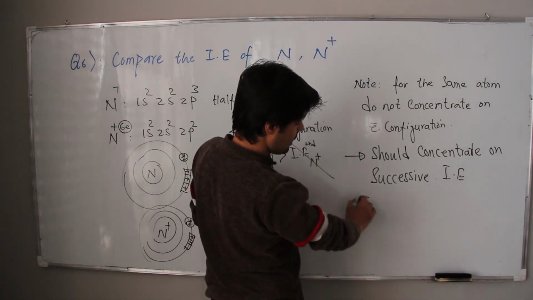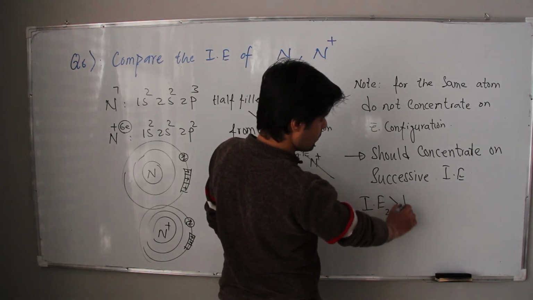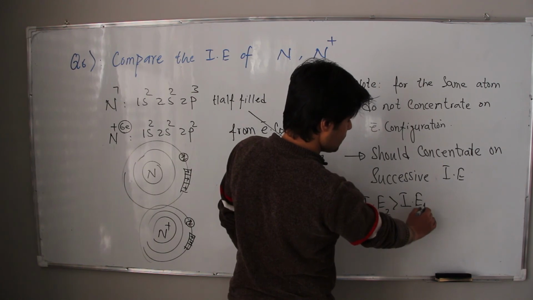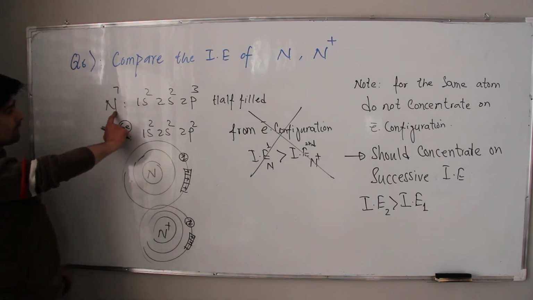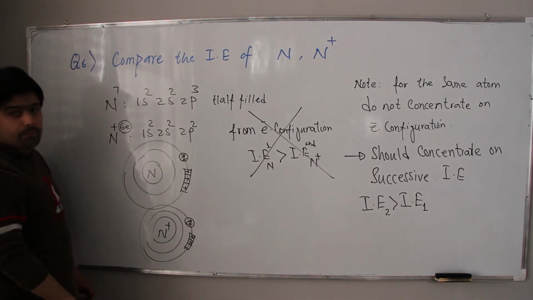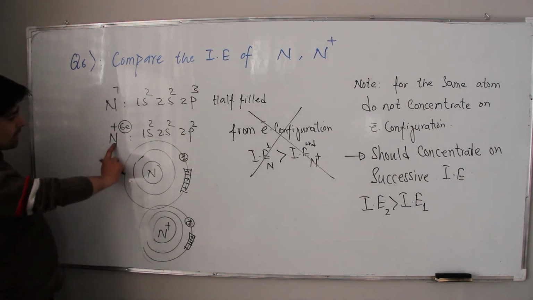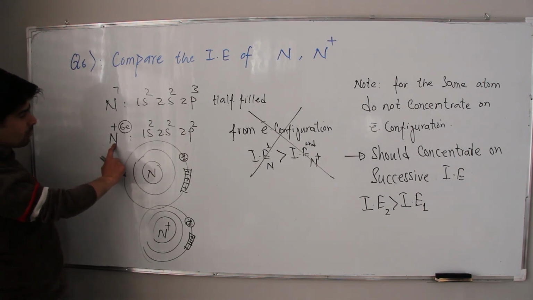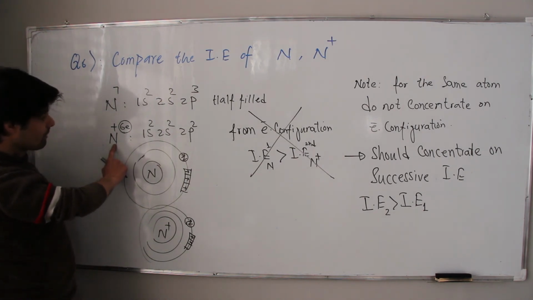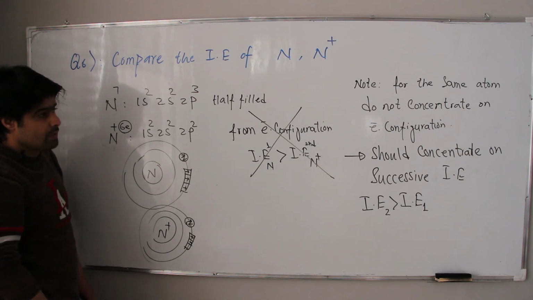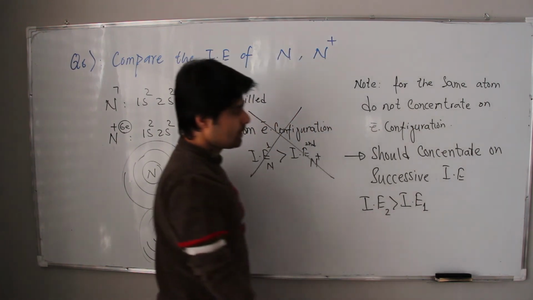In successive ionization enthalpy, we have explained that the second ionization enthalpy is more than the first. Why? Because this one is an ion and this is an atom which has neutral charge. This one has a charge in here. Why? Because it has lost an electron. It's an ion. For the ion, we should give more energy. By the way, basically, you can say that for the same atom, do not concentrate on electronic configuration.